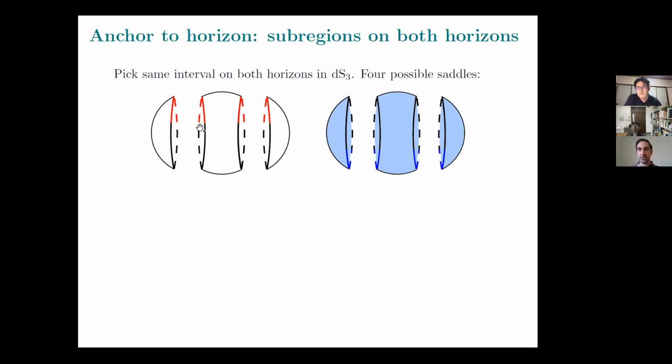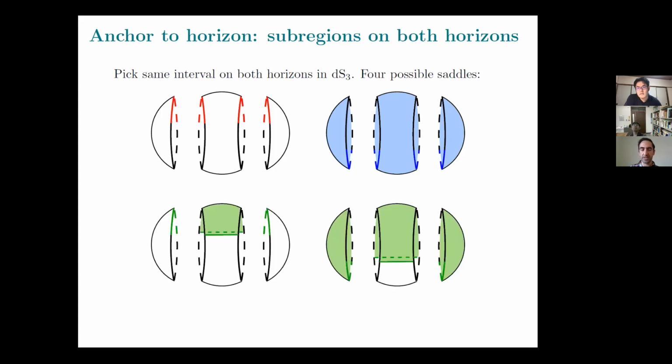But unsurprisingly, there are two additional saddles, which are interesting. They're like the Hartman-Maldacena saddles in the black hole context, which are surfaces that cut across the inflating region. Okay, those are also allowed now when you have regions on both horizons. And there are two here because in the interior extremization, it can sit either on the cut of the horizon or its complement. Both are allowed. In the middle, it's still just cutting across. Okay.